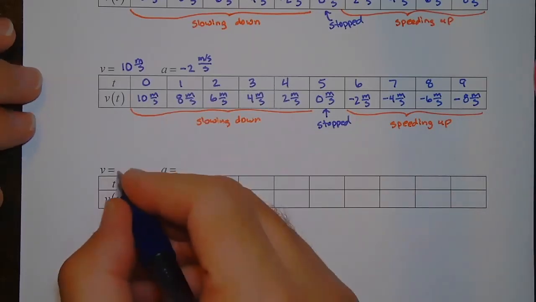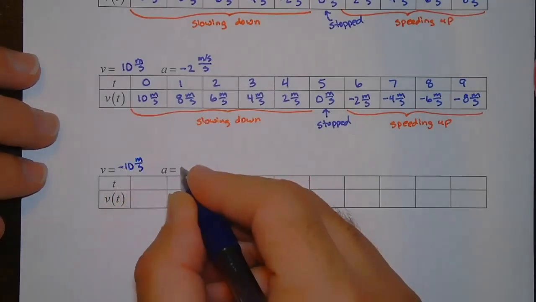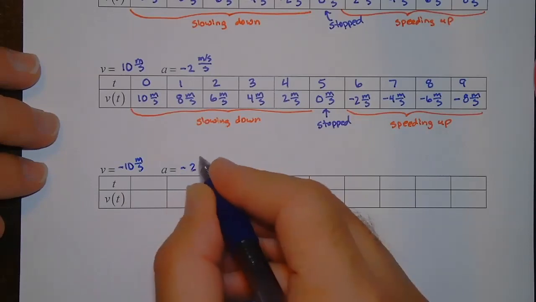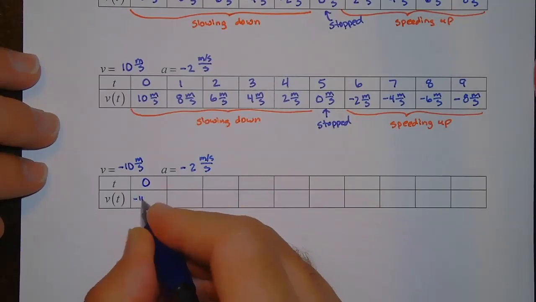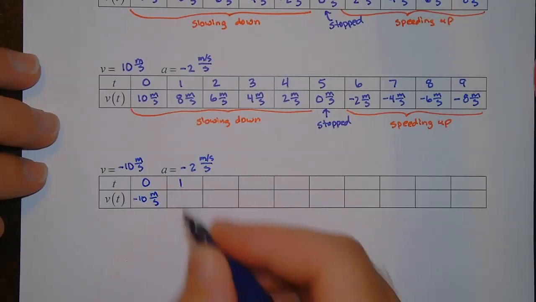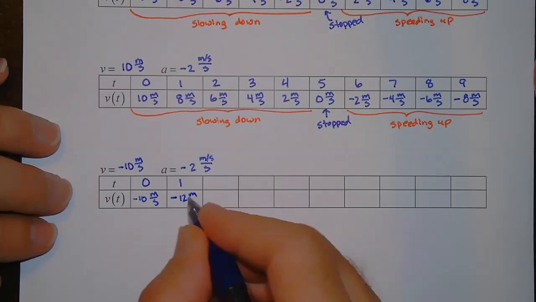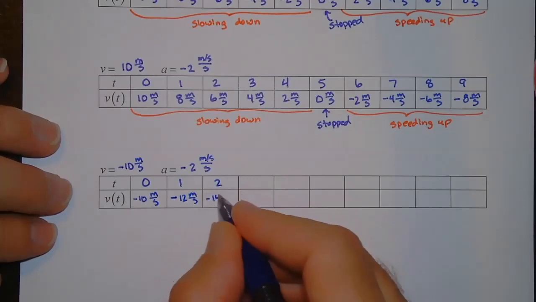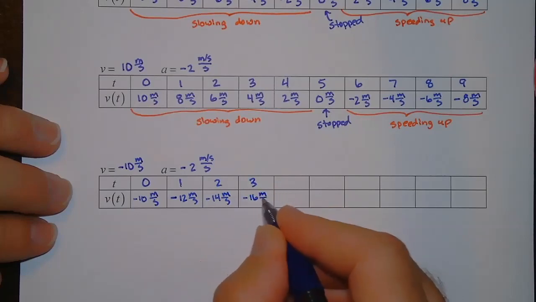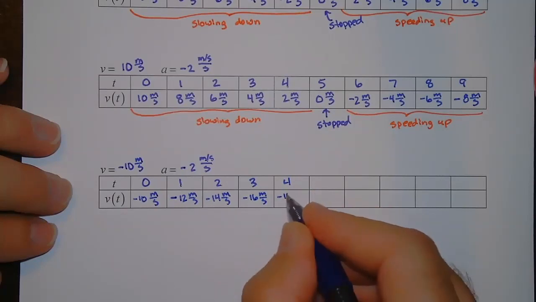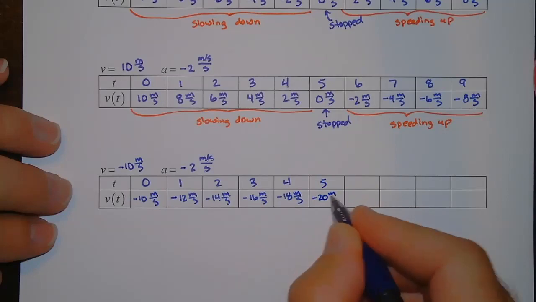Now, what happens when you have both a negative velocity, so -10 meters per second, and also a negative acceleration, like -2 meters per second per second? So at 0, we were at -10 meters per second. 1 second later, we were at -12 meters per second. At 2 seconds, we were at -14 meters per second. At 3 seconds, -16. At 4 seconds, -18. 5 seconds, we were at -20 meters per second.